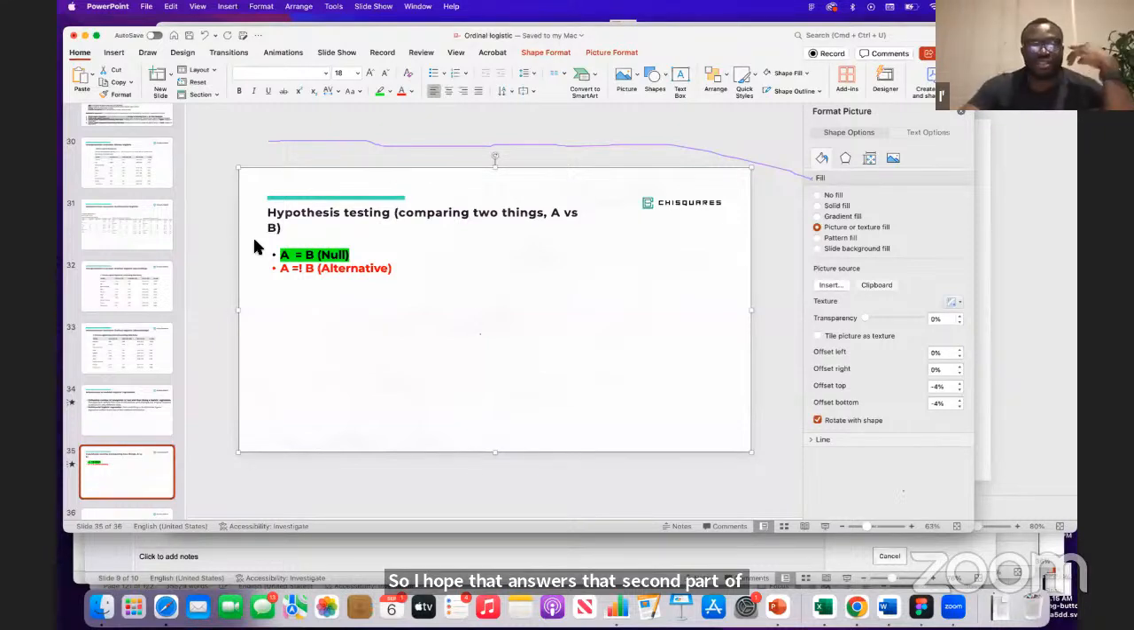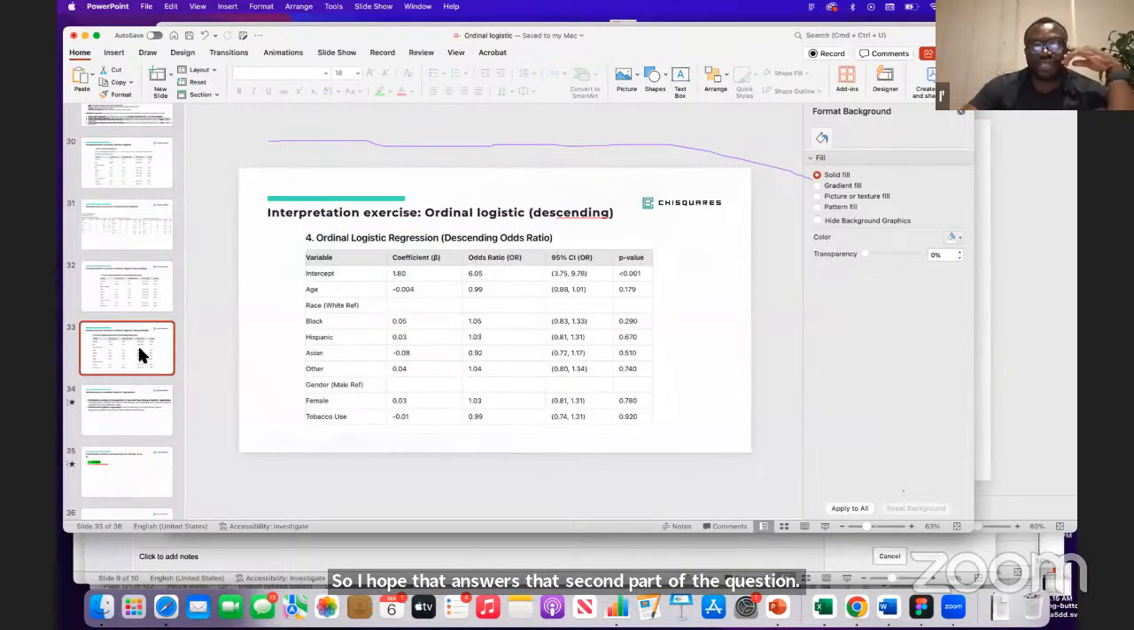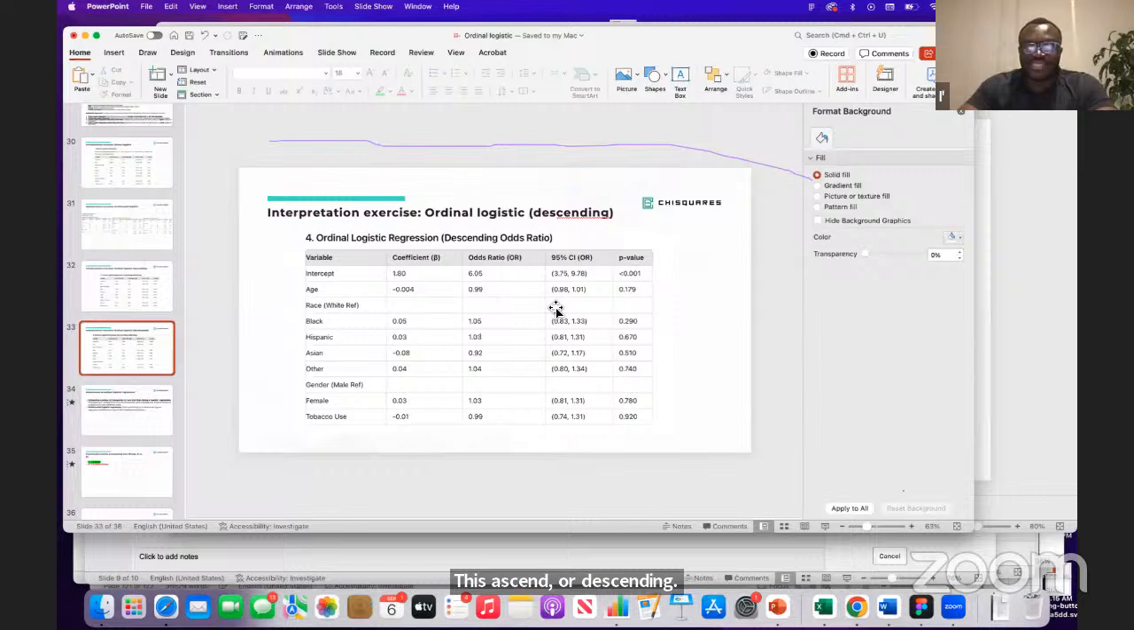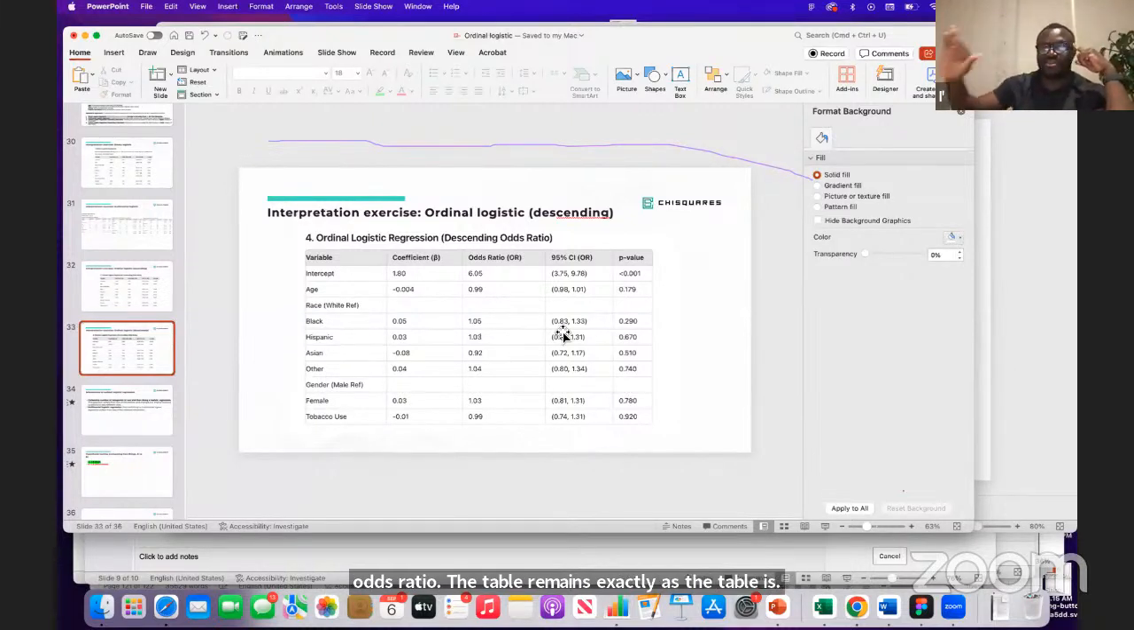The third part of the question, okay, great, has to do with this ascending or descending. That has nothing to do with subtraction of any value from 1, so completely remove your mind from that. The odds ratio, the table remains exactly as the table is. What changes is whether we are going up the ladder or down the ladder.